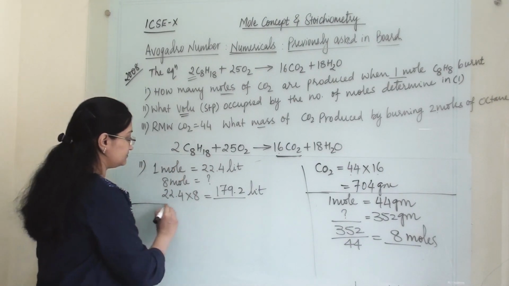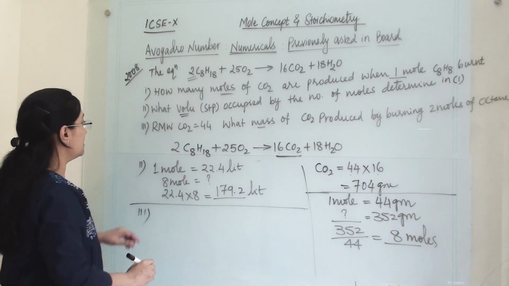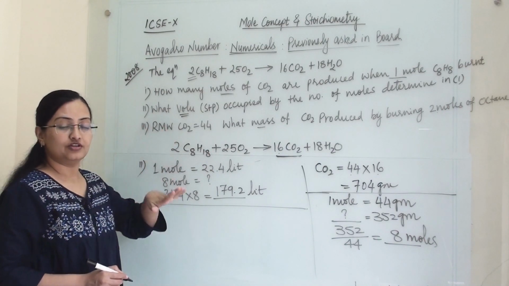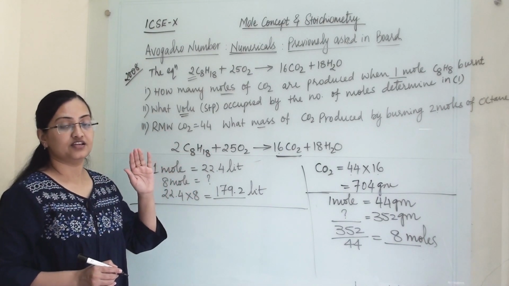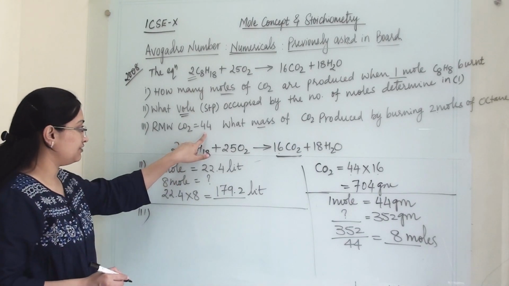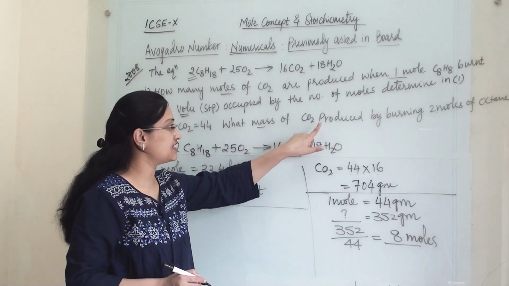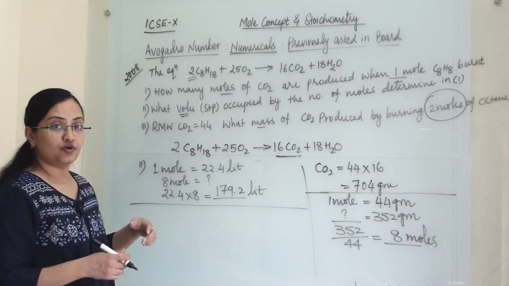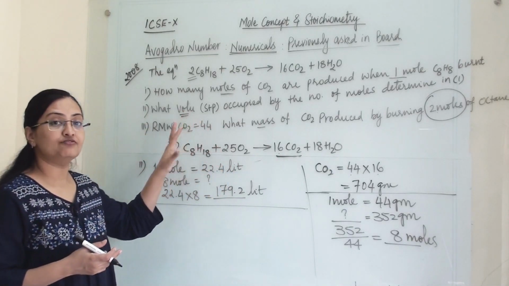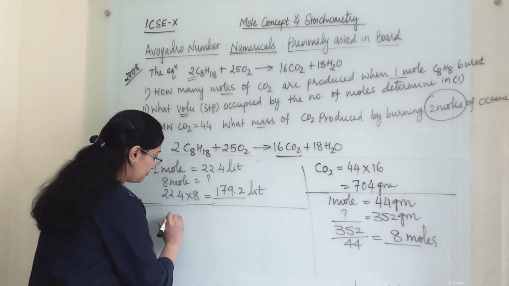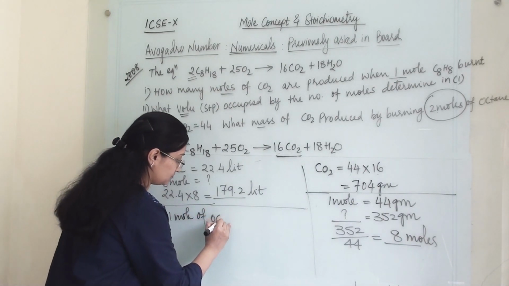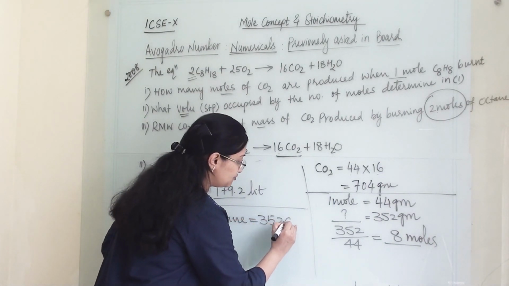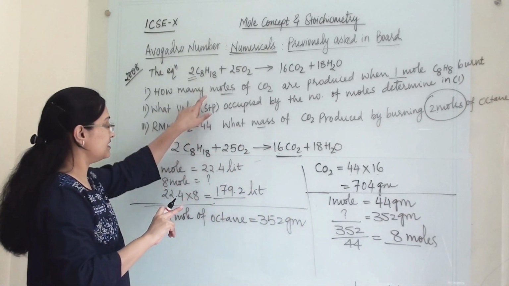Now third, the relative molecular weight of carbon dioxide is 44. Relative molecular weight and molecular weight, here we are taking exactly the same. So it is 44. Now what mass of carbon dioxide is produced by burning of 2 moles of octane? Here 2 moles are there. So the information we calculated for the first question, we will use it. For 1 mole of octane, the carbon dioxide generated is 352 gram. That we have seen earlier in the first question.